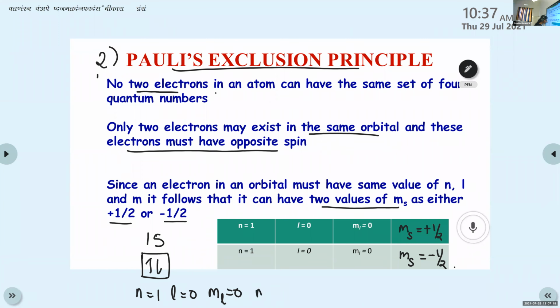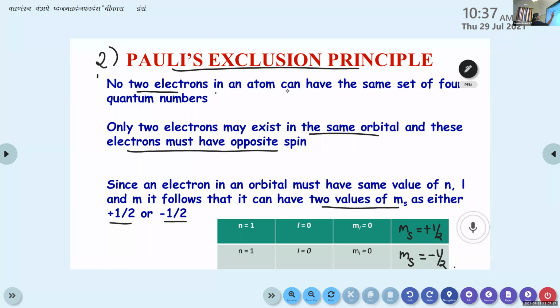Then there should be a difference in the spin. One has plus half and the other one has minus half. That's it. Clear? Even if 3 quantum numbers are the same, the fourth one must be different. Clear? Shall I move to the next slide, children? Finished, right? Yes.